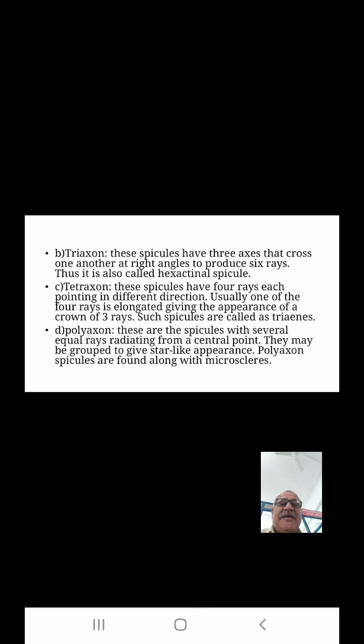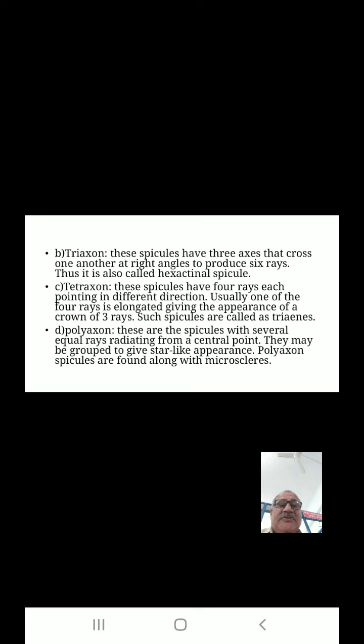Monactinal: growth of the spicule takes place in only one direction. Diactinal: growth takes place in both directions. Triaxon: the spicules have three axes that cross one another at right angles to produce six rays, so they are called hexactinal spicules. Tetraxon: the spicules have four rays, each pointing in a different direction. Usually one of the four rays is elongated, giving the appearance of a crown of three rays. Such spicules are called triaenes.